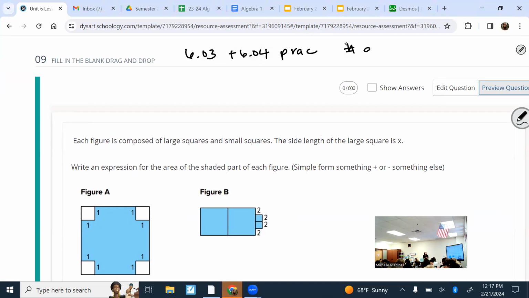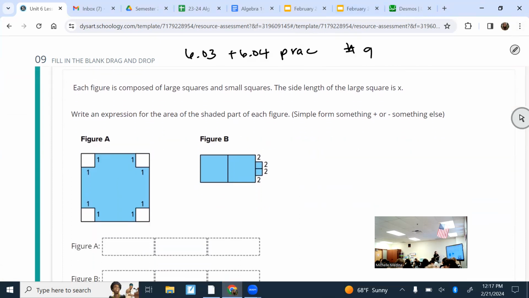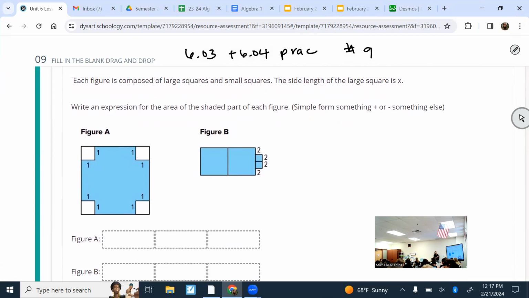So each figure is composed of large and small squares. The side length of the large square is x. And we need to write an expression for the area of the shaded parts. These are really great test questions, because they require you to know quite a few things. Like, how do you find the area of a square? Length times width. And what's special about squares? They have all the same side lengths around them.